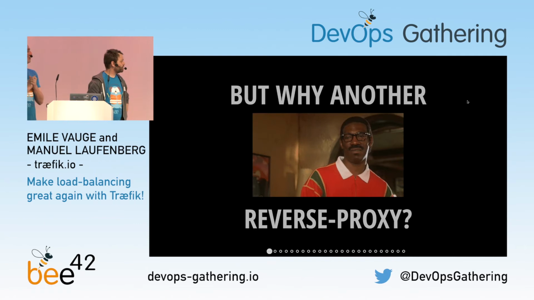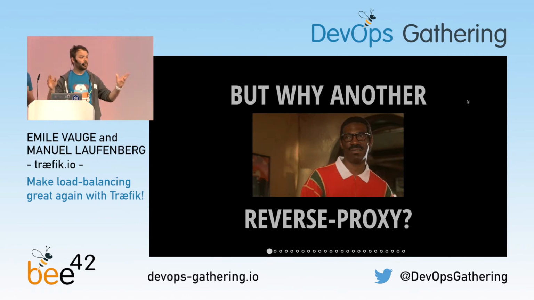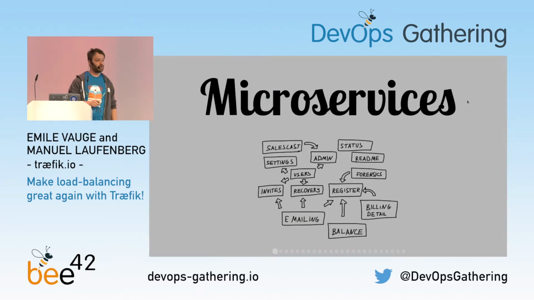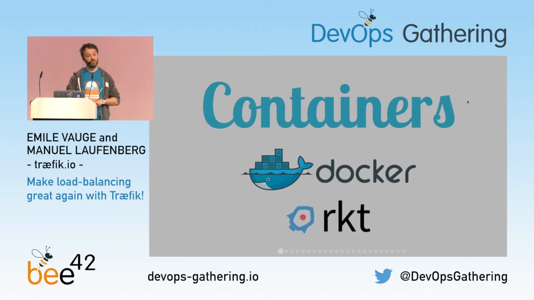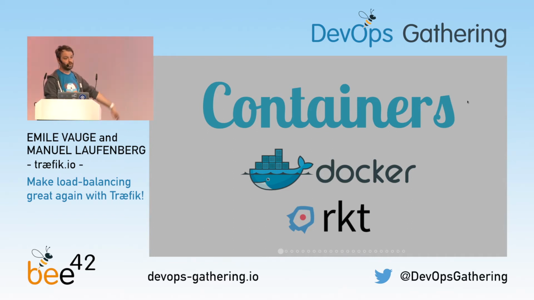So why did we build another reverse proxy? You already have a lot of reverse proxies, like Nginx, HAProxy, that have already been used for a lot of years. And this is because of microservices. Today, a lot of people are deploying their applications on microservices platforms. And you want to split your big monolithic application into microservices. And then you are supposed to use a lot of new tools to do that, like for example containers using the Docker platform or Rocket from CoreOS.